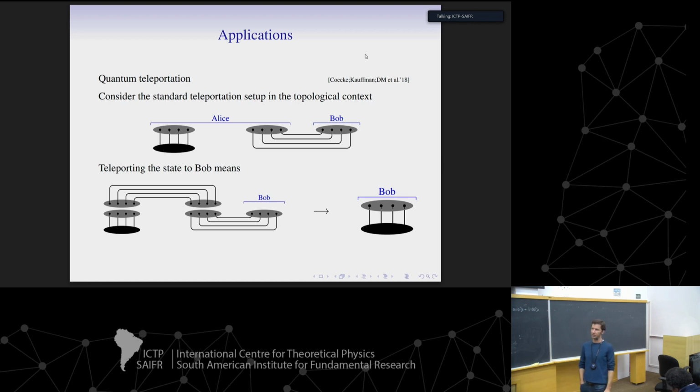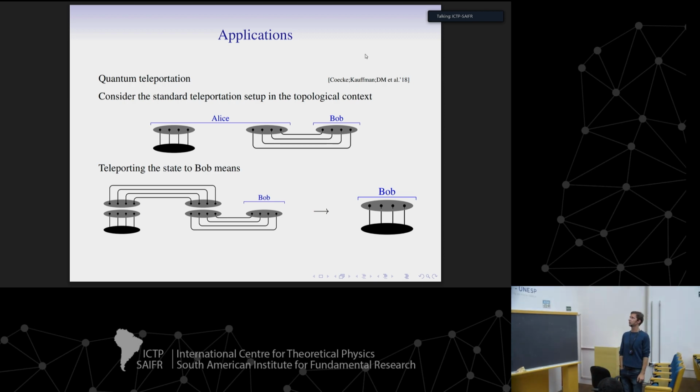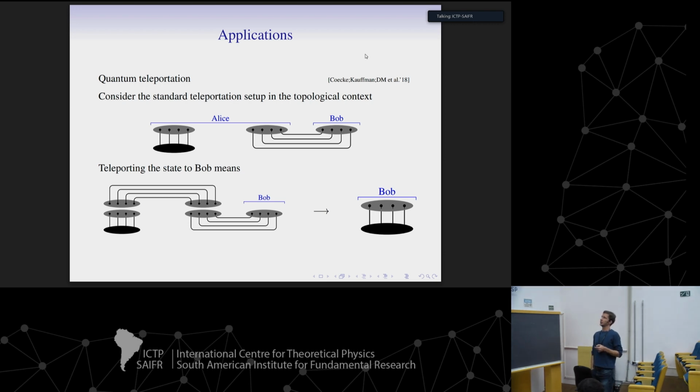Okay, so now I'm coming to the last part, and I'd like to discuss black hole evaporation. First, I want to introduce quantum teleportation in this topological language. In quantum teleportation, Alice has a certain unknown state, and she also shares a maximally entangled pair of qubits with Bob. In order to transfer the state of Alice to Bob, she needs to make a measurement, and in topological terms it's just connecting all the lines in this way, and then the state is just transferred to Bob in the original way. I mean, this is some non-trivial measurement.